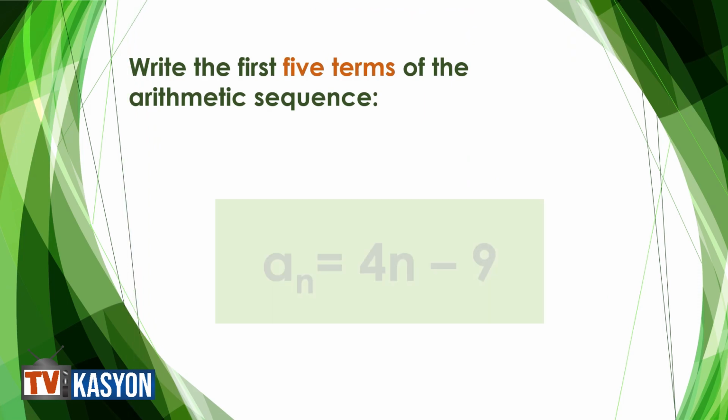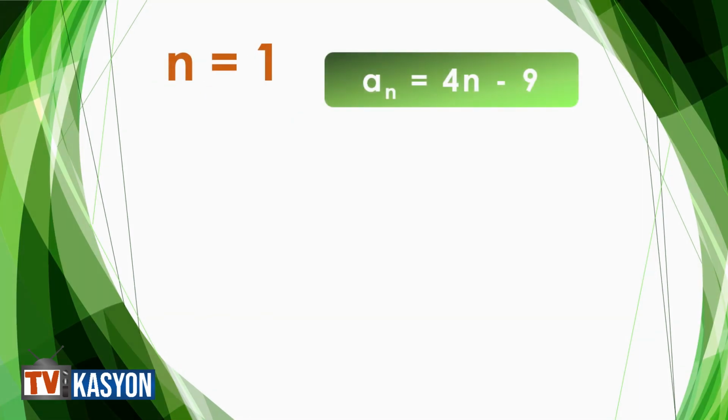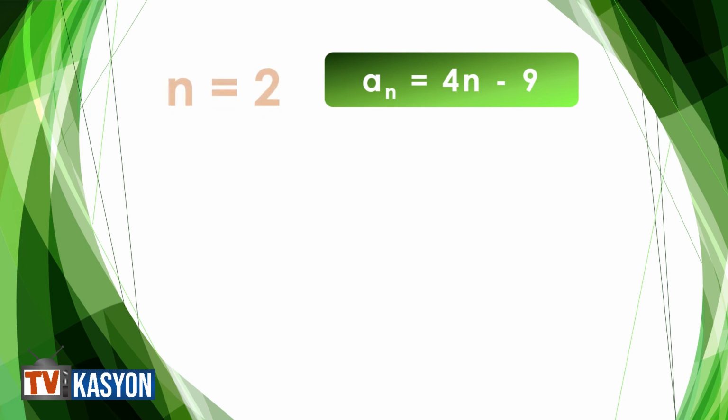Let's have another example. Write the first 5 terms of the arithmetic sequence a sub n equals 4n minus 9. Using the general form, for the first term where n is equal to 1, we write a sub 1 equals 4 times 1 minus 9. 4 times 1 equals 4. Minus 9, we get negative 5.